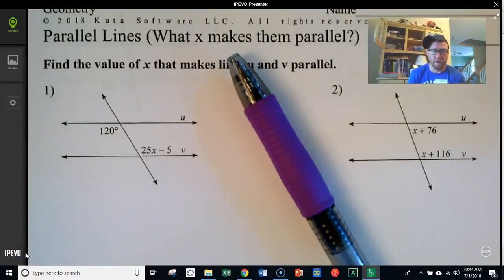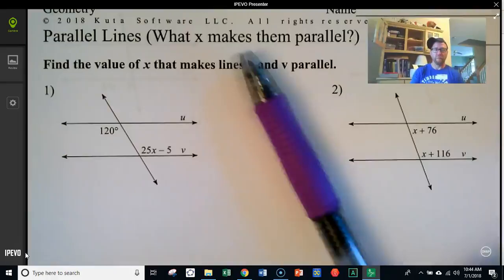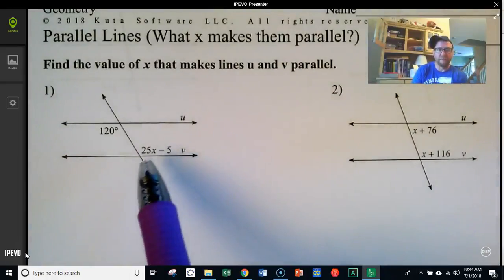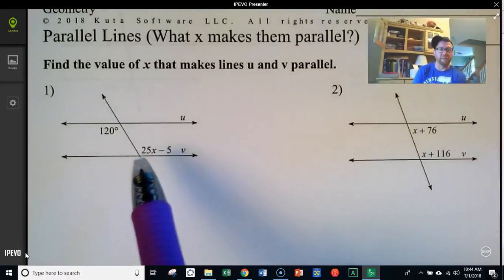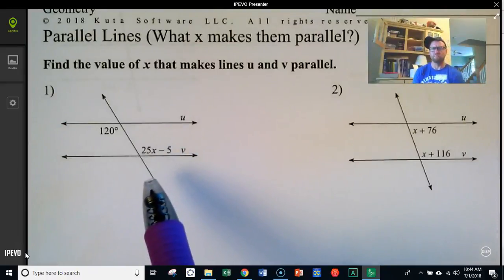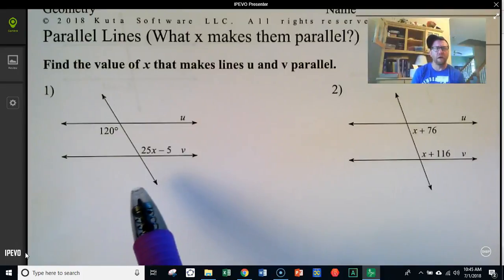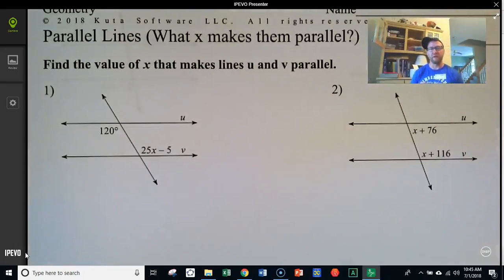All right, so in a previous video, we looked at the relationship between these angle pairs and parallel lines. We were talking about what we would need to know about the angle pairs, be they alternate interior, alternate exterior, corresponding, or same side interior, in order to know that the lines were parallel, or to determine that the lines were parallel.